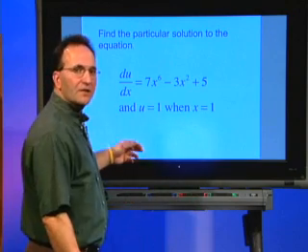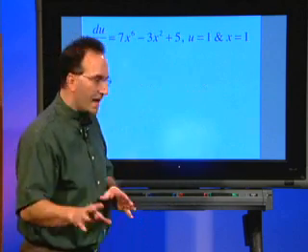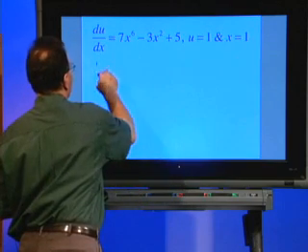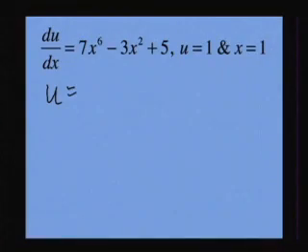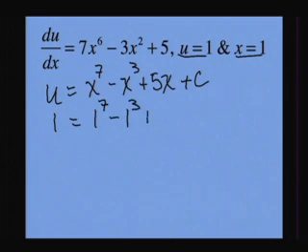Welcome back. Let's find out how you did on this problem. The first thing we need to do is find the antiderivative of the du/dx problem. And so we would have u is equal to x to the 7 minus x cubed plus 5x plus c. And we know that u is equal to 1 when x is equal to 1. So we can plug in 1 for u and 1 for x. And that will allow us to solve for c.